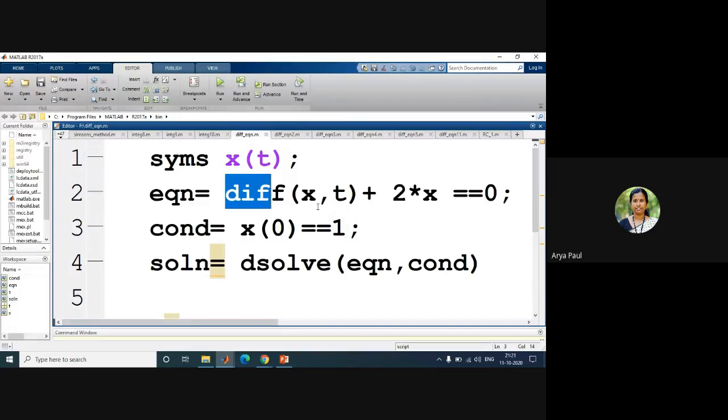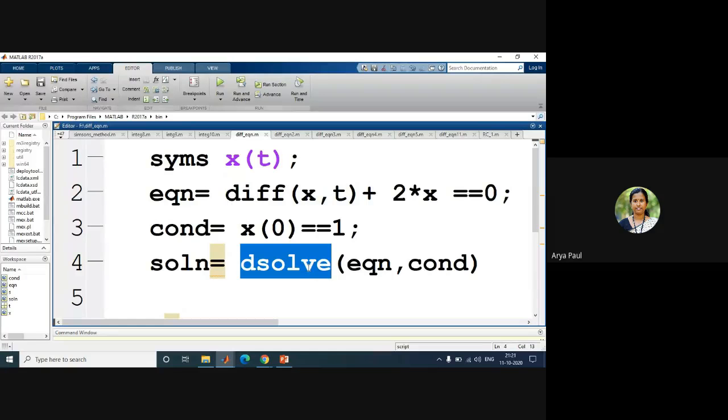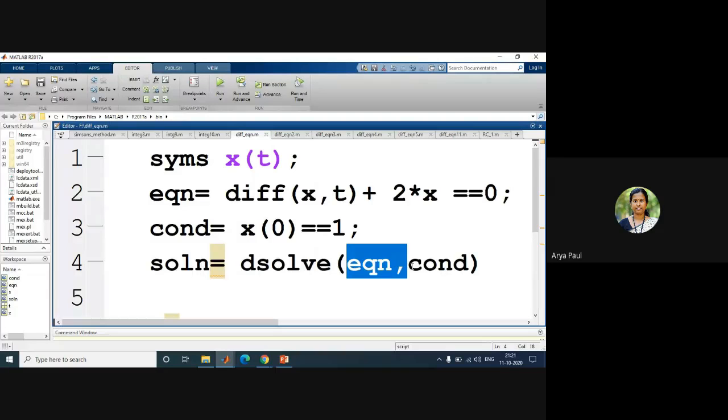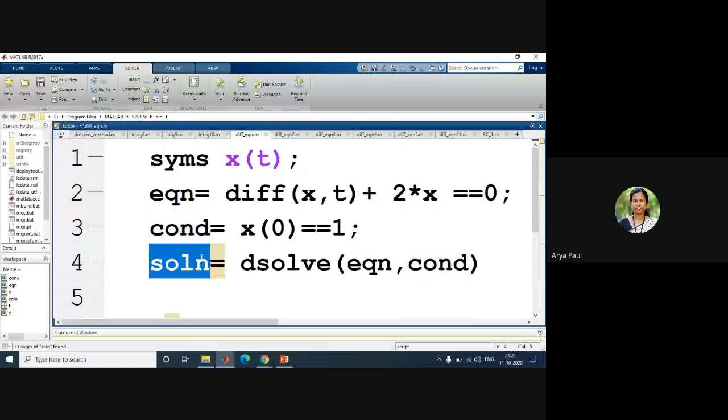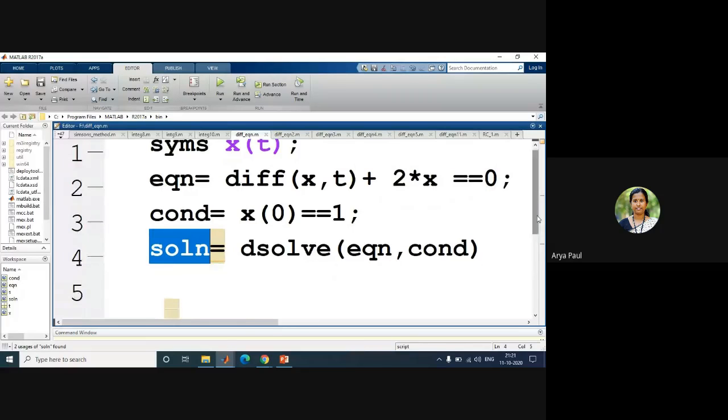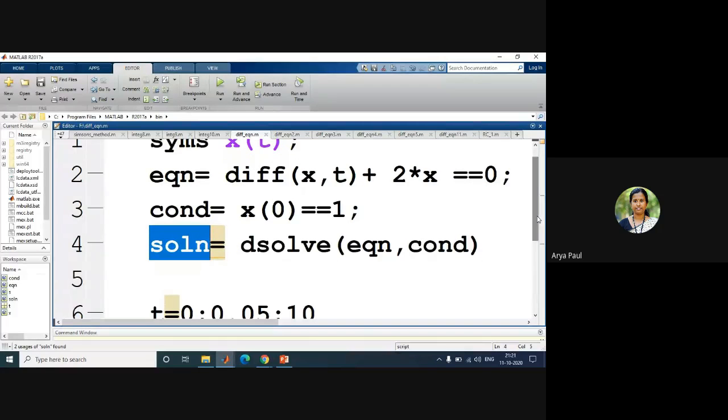You have written your equation, and now you want to solve it. How can you find the solution? Using DSolve. Using DSolve of eqn, comma, cond, that is equation comma condition. You need to put both the equation as well as the condition. Then you will get the solution. I hope this is clear.